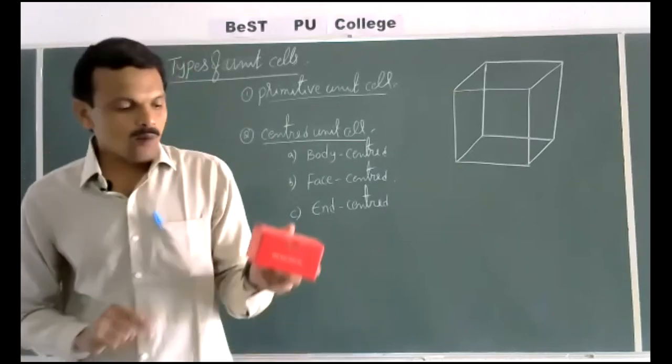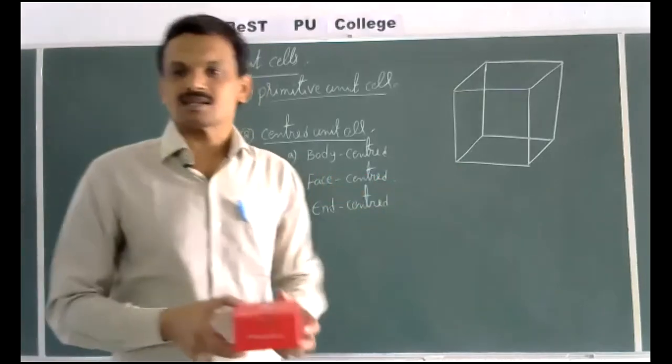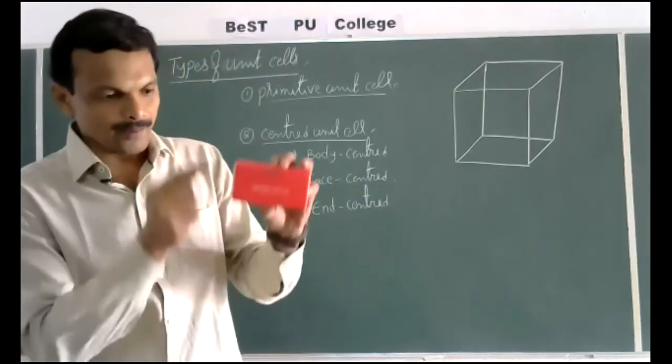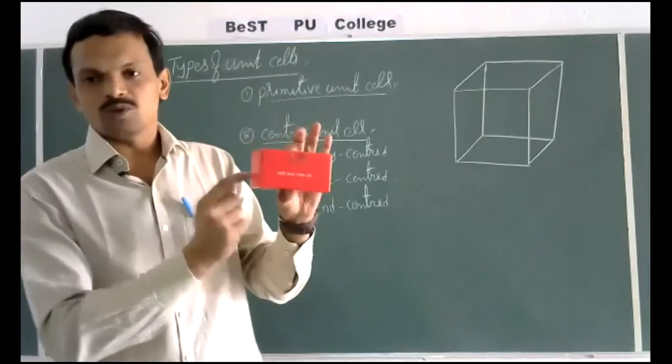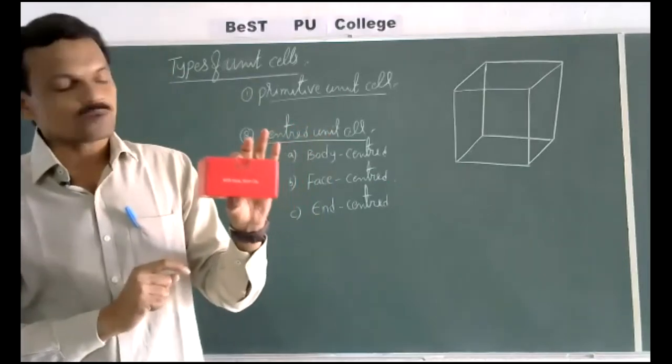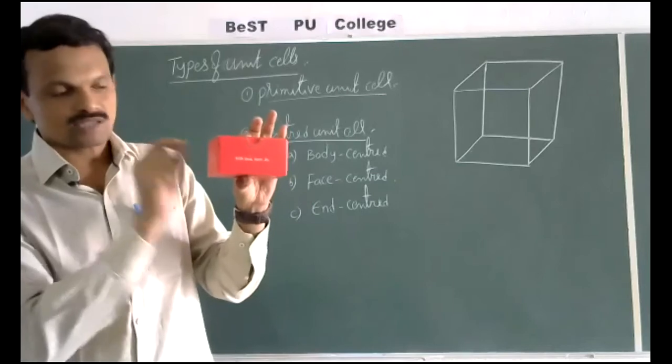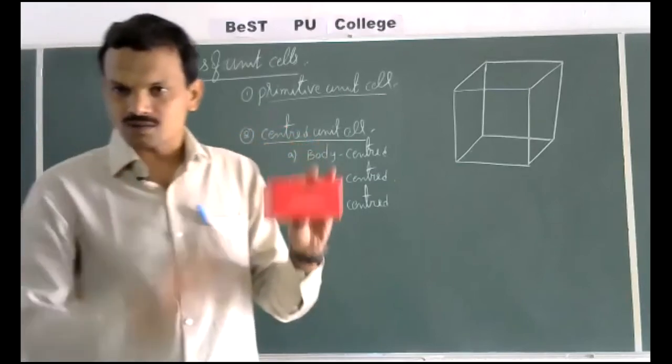And how many centers are there? Body centers. So exactly in the middle of the box, the center of this cube will be there. The center of this cube is present at exactly the middle of this cube. Means only one body center will be there.